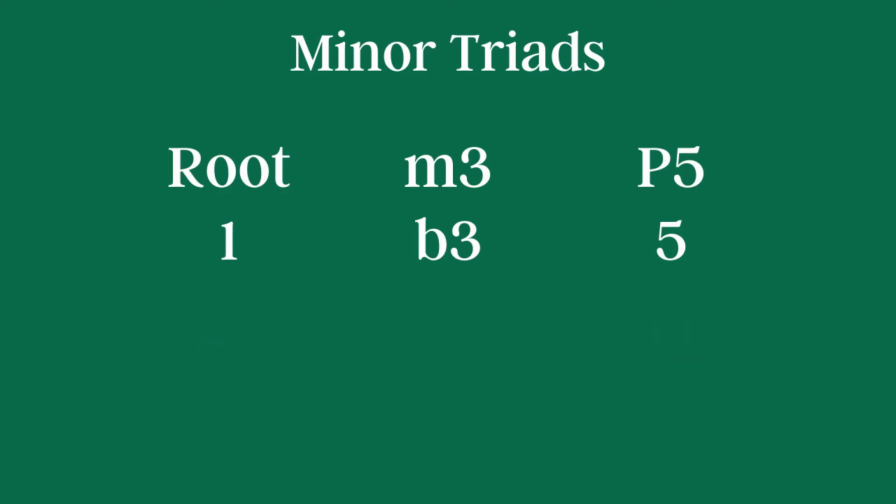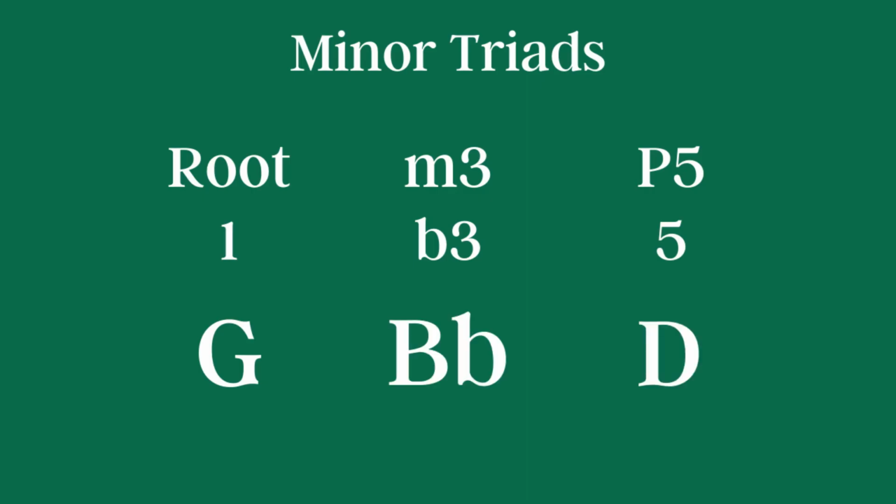Let's do that again, starting on G. The root is G, which makes the minor third B flat, and the perfect fifth D. So my G minor triad is made up of G, B flat, and D. And so on and so forth.